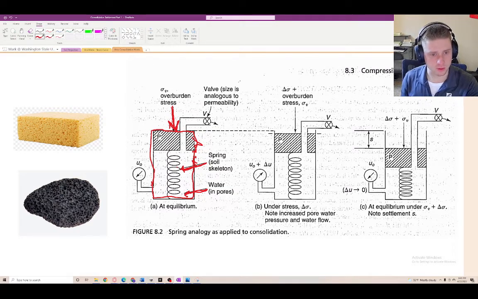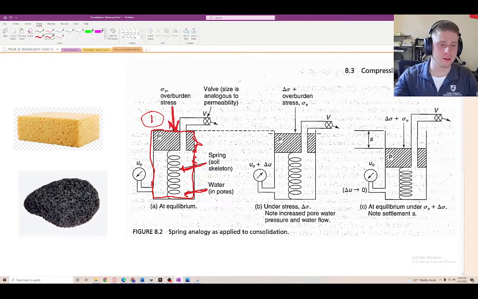Okay, so right now nothing is happening. I will call this, oh come on. All right, we're going to call this nothing's happening. Phase 1, something like that. Nothing's happening here. There is no water squeezing out of the soil.